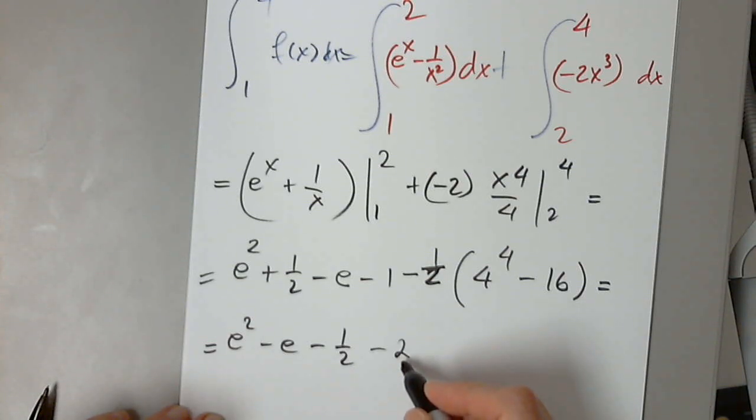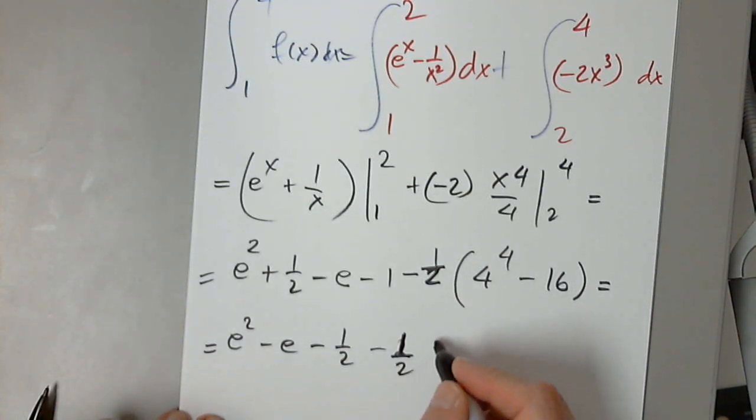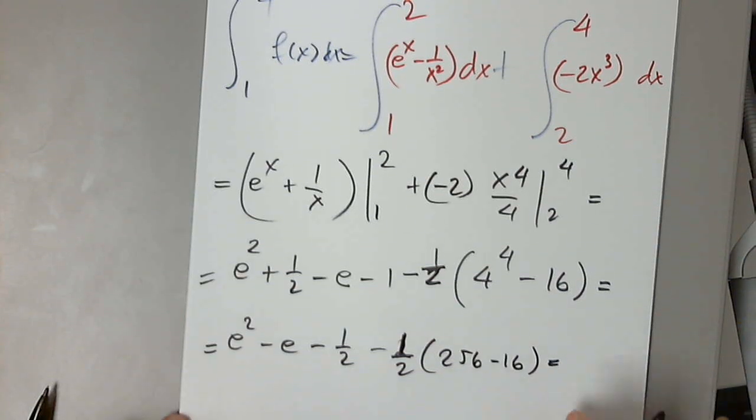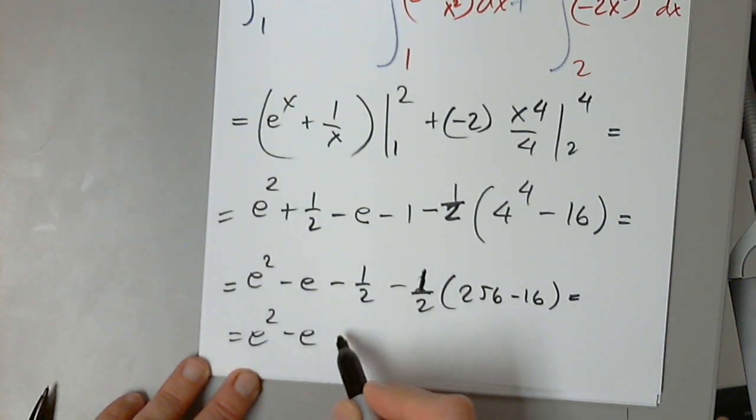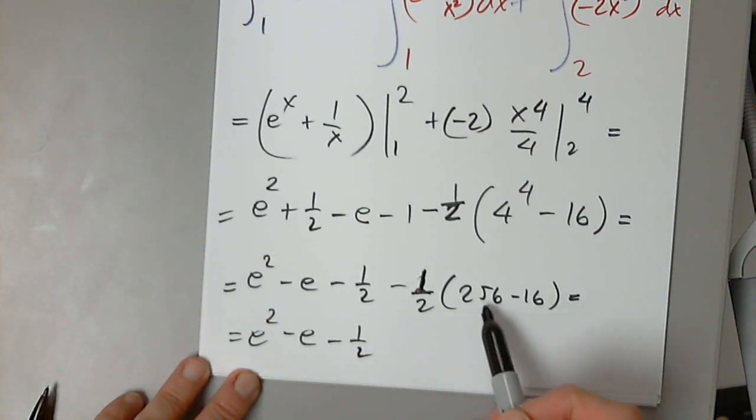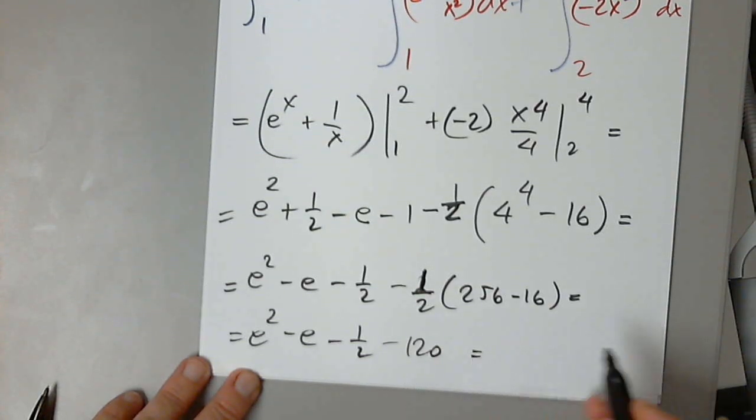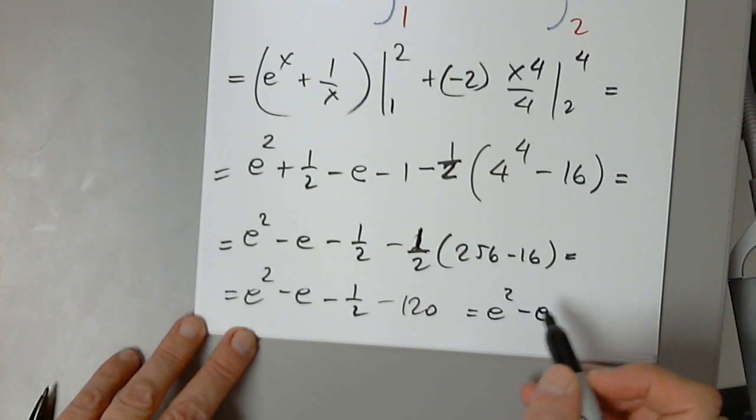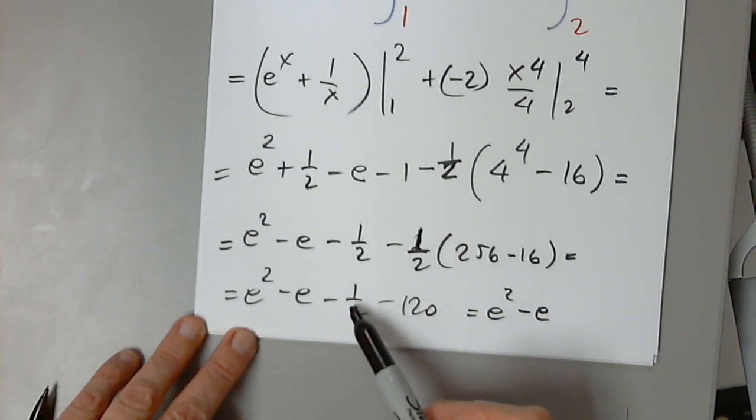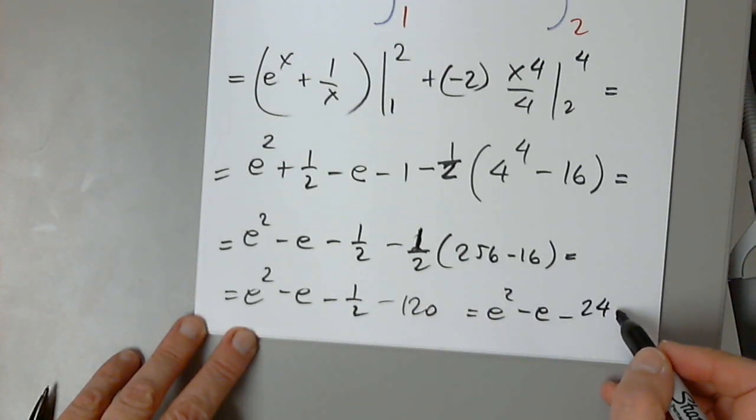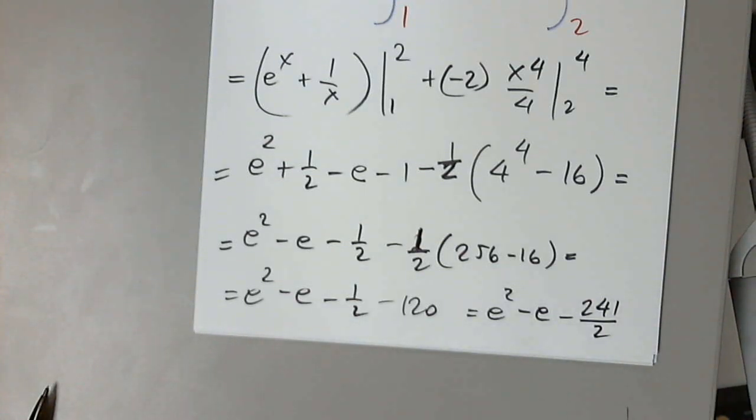Would you want to keep it open? I wanted to do two. It doesn't matter. You're right. It's the same thing. So let's keep it as okay. 256 minus 16. That's fine too. That's perfect. E squared minus E minus 1/2. And this is, yes, indeed 240. 240 divided by 2 is minus 120. So this is still E squared minus E, and then negative 241 over 2. Good. Next question.